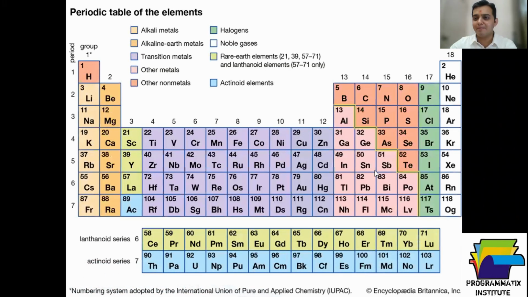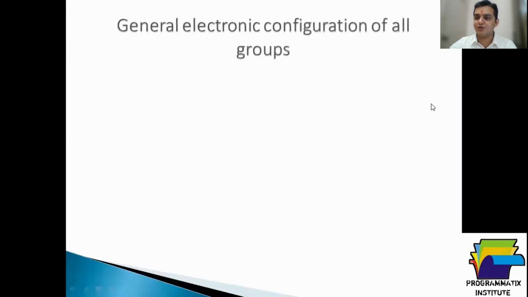You all know in the periodic table, the S block is group 1 and 2. P block is group 13 to 18. We have learned the atomic number and the mnemonic for each and every group, but let us revise it again. Before I tell you the mnemonic, let us see some general electronic configuration, the real trick of it.